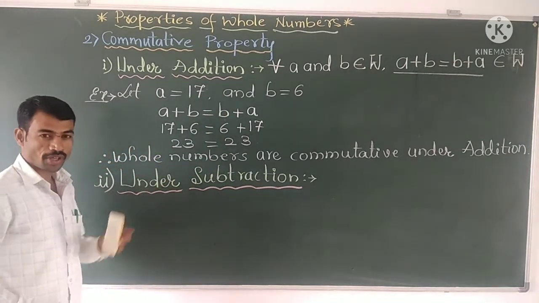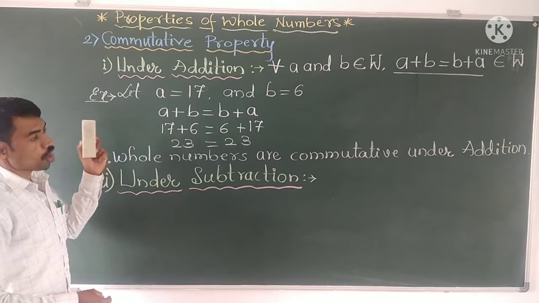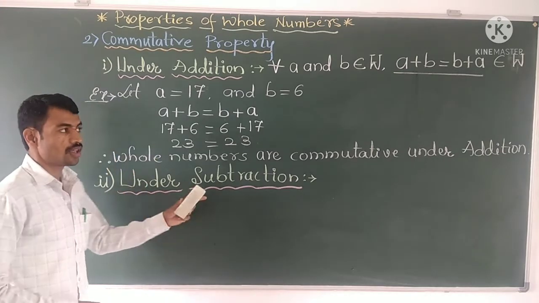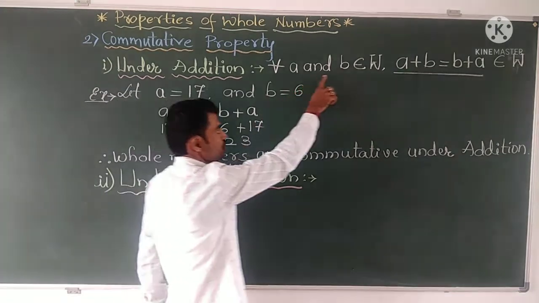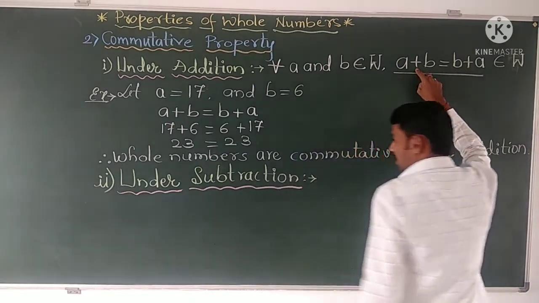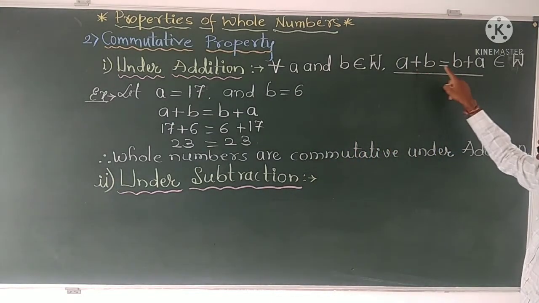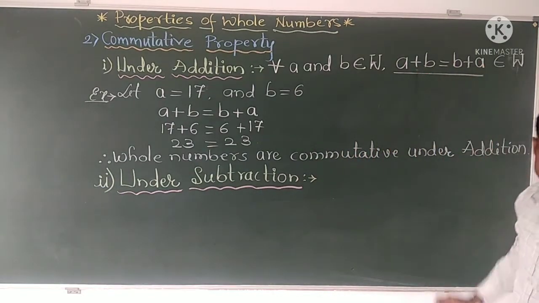Now under subtraction, what do we have to apply? The commutative property under subtraction. What operation do we use here? a minus b equals b minus a.